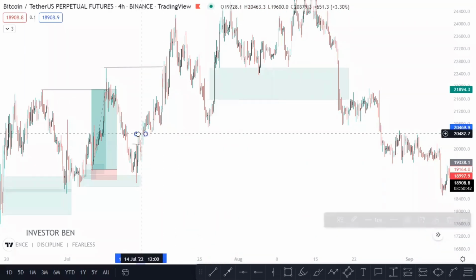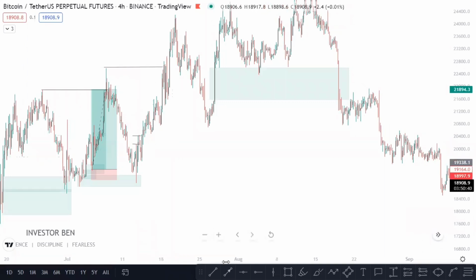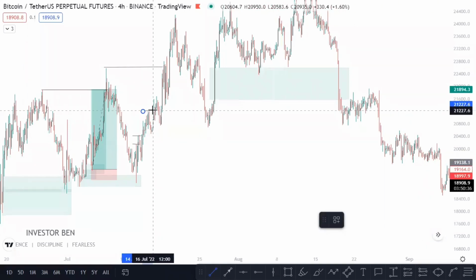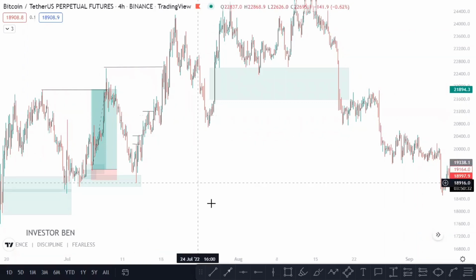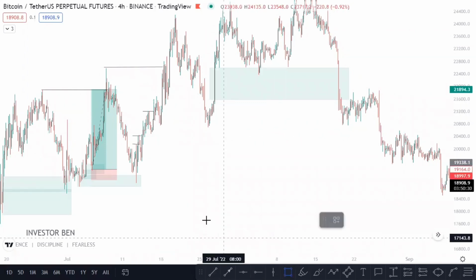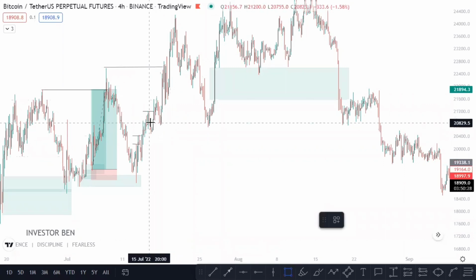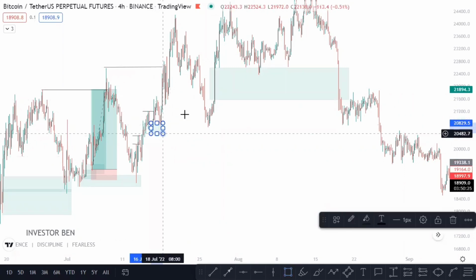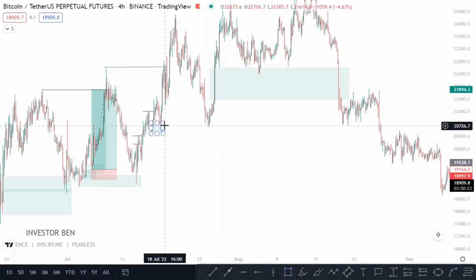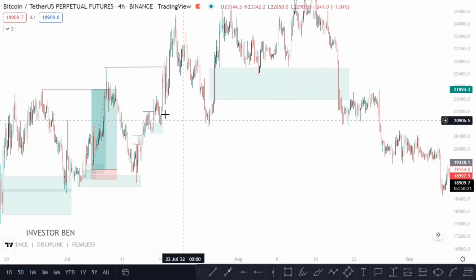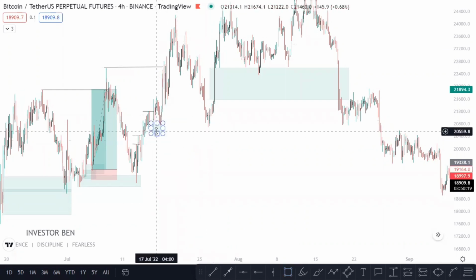This high here was taken out, and we had another high being taken out at this point, right? Then as this high got taken out, price came back, mitigated, and bought from this high at this point before going to the upside. Now your entry will not be from this high.